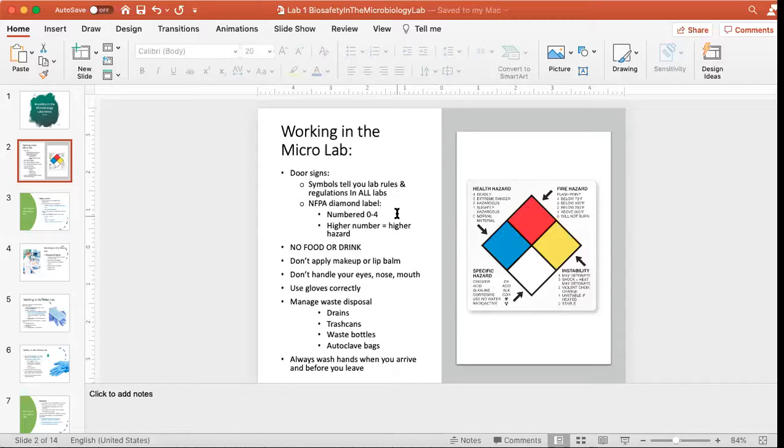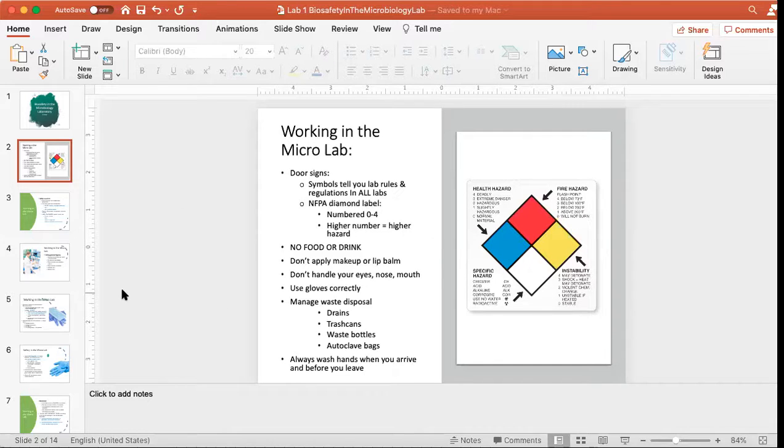So if you walked up to a laboratory and there was a 4 in each one of these colored boxes, you would know that that lab had a lot of hazardous things in it. Either there are hazardous materials in it or they are doing work that is quite hazardous, and you'd have to take appropriate precautions.